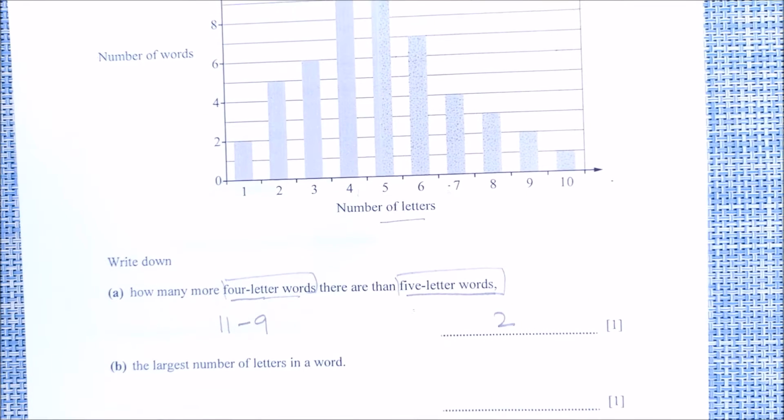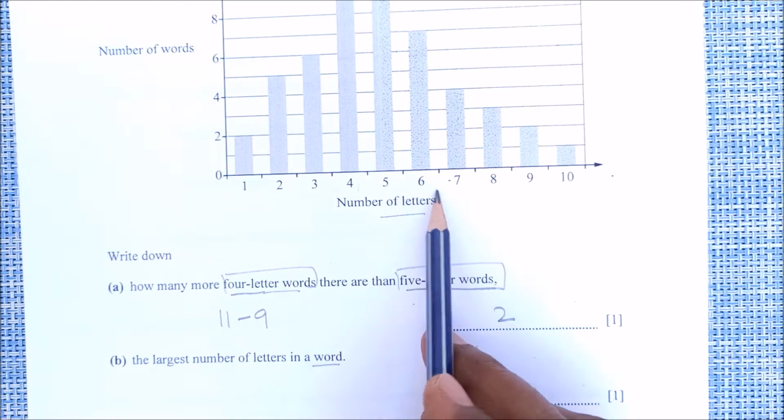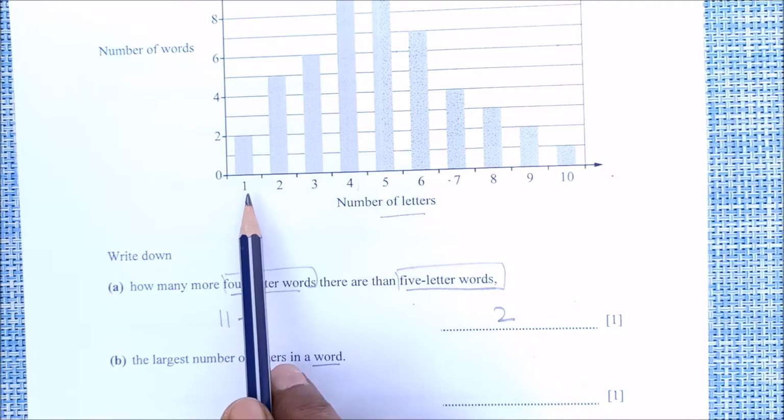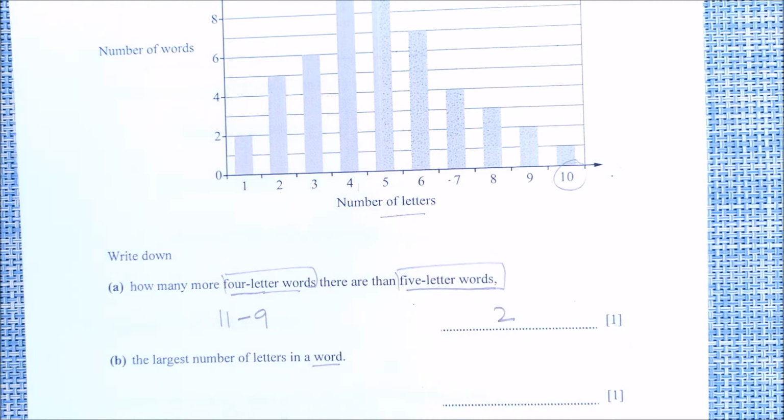Now part B, the largest number of letters in a word. So we need to find the largest number of letters in a word. Along this axis, we have number of letters 2, 3, 4. So the largest here is 10. So our answer is 10.